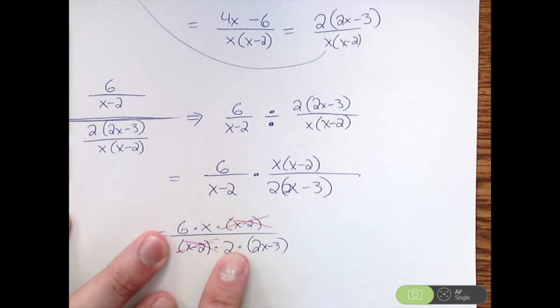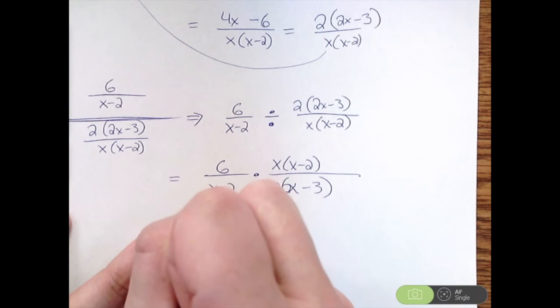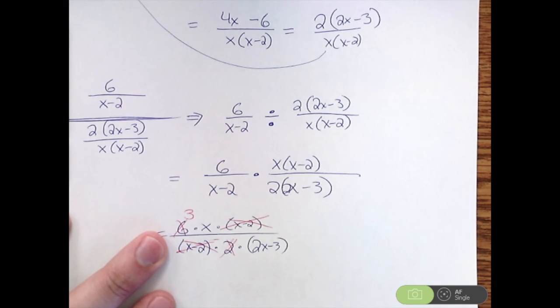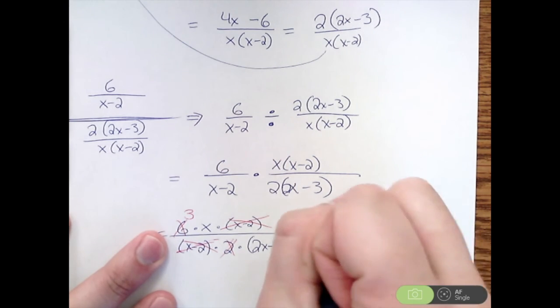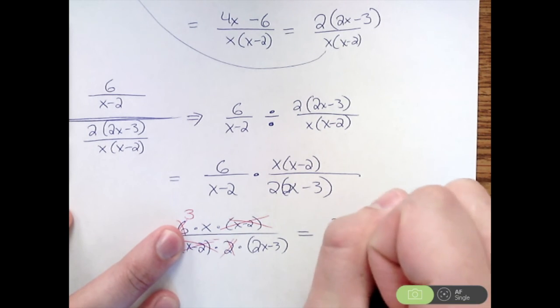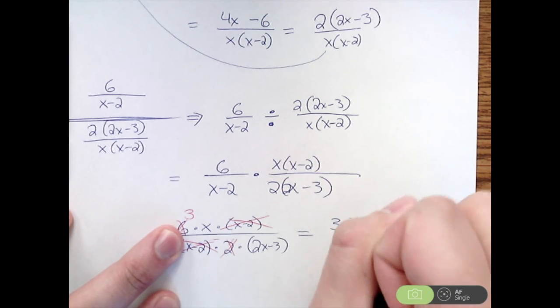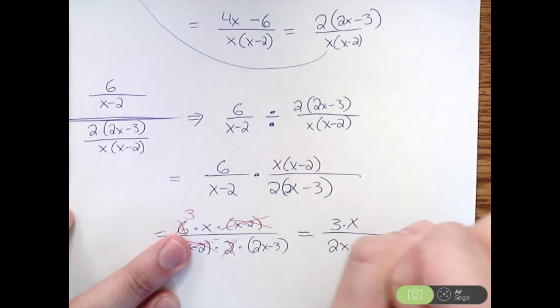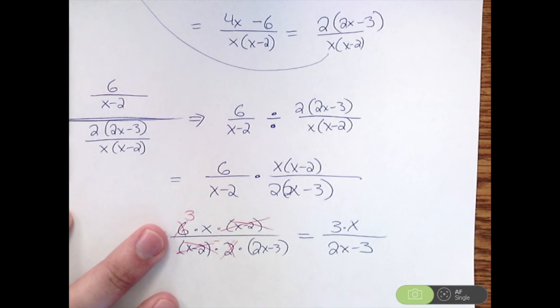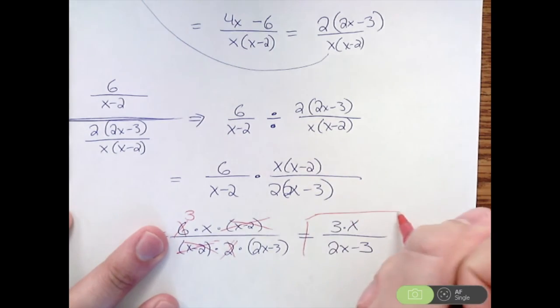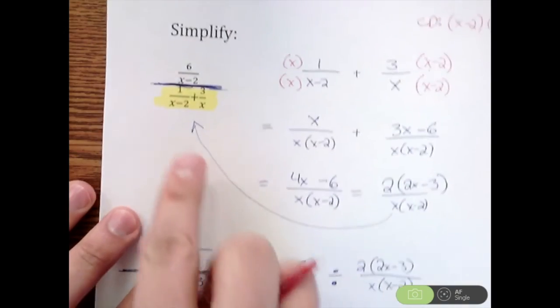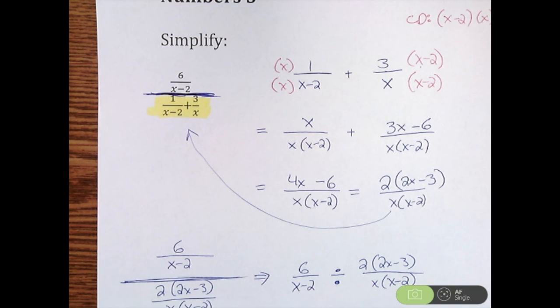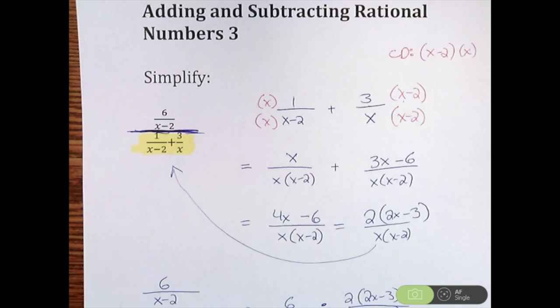What I do see is a 6 over 2. If I divide this by 2 and divide that by 2, I'm left with a 3 up there. So what I get remaining is up top I have a 3 and an x. And then on bottom, all that's left is 2x minus 3. That is as simplified as I can get. So that would be the simplified answer for the original problem. And that is adding and subtracting rational numbers 3.